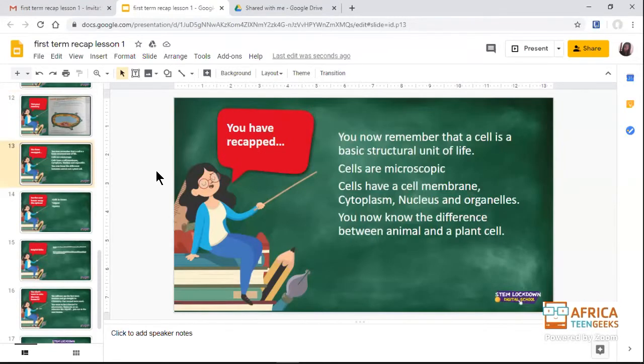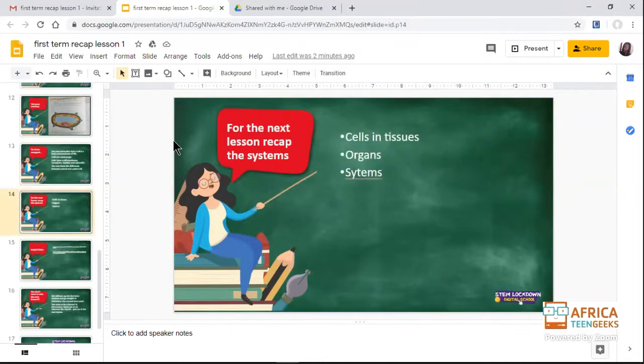So guys, you have recapped. So you now remember that a cell is a basic structural unit of life, and cells are microscopic, meaning that they cannot be seen by our naked eyes. So they have a cell membrane, cytoplasm, a nucleus, and organelles. So those are general parts of both plant and animal cells. So you now know the difference between animal cells and a plant cell. So for the next lesson, recap the systems. So cells, tissues, organs, and systems. All right.